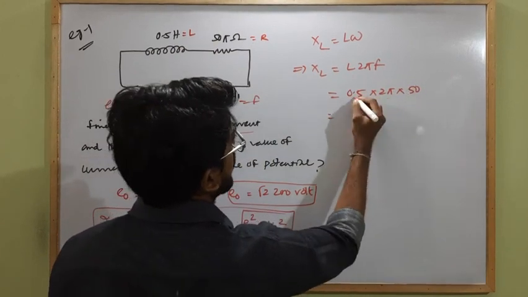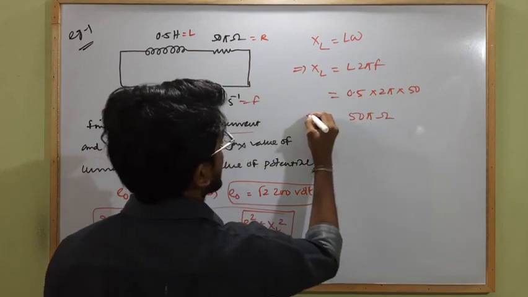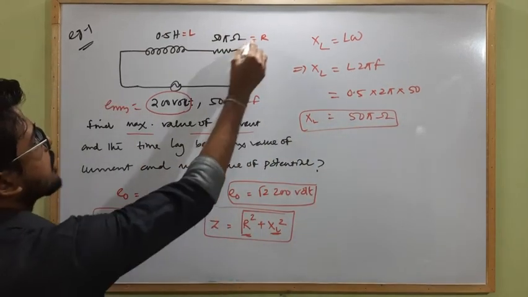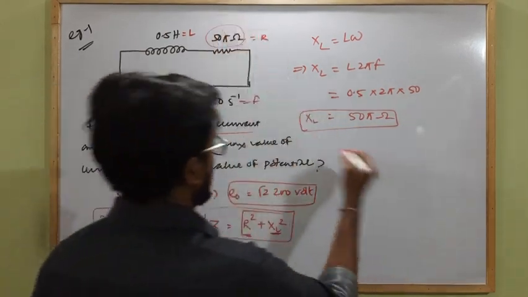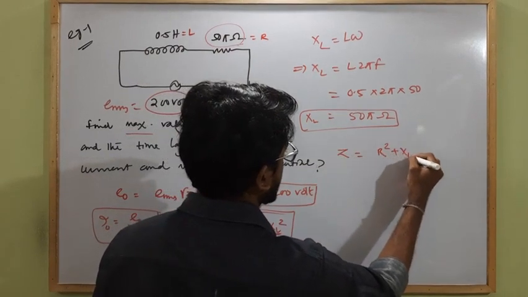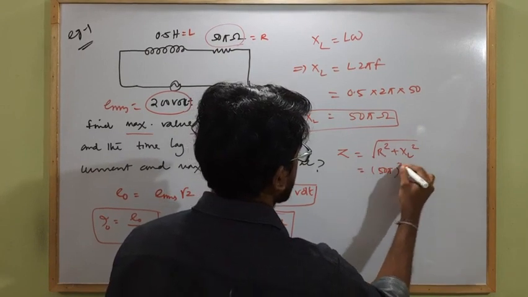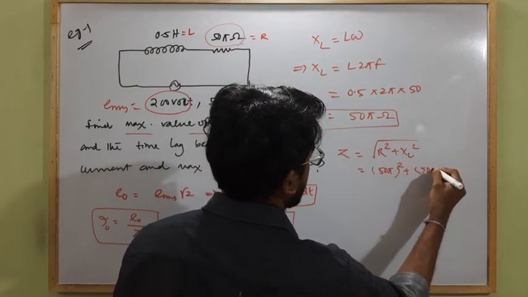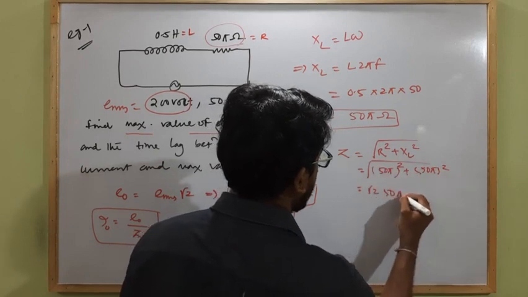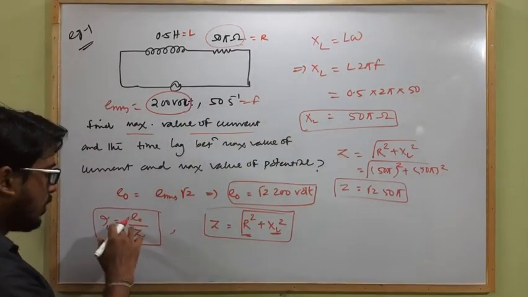So it will be how much? 2.5 into 50 pi ohm. So XL equal to 50 pi ohm, and you already know the value of R is given as 50 pi ohm. So what is the value of Z? Z equal to square root of R square plus XL square, that will be equal to square root of (50 pi) square plus (50 pi) square. So it will be root 2 into 50 pi equal to Z. Clear?